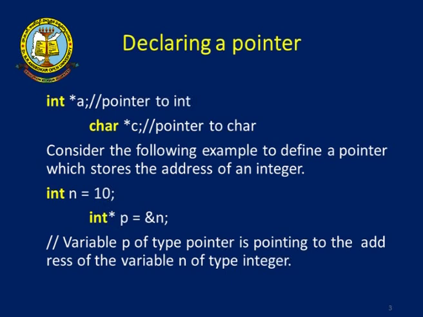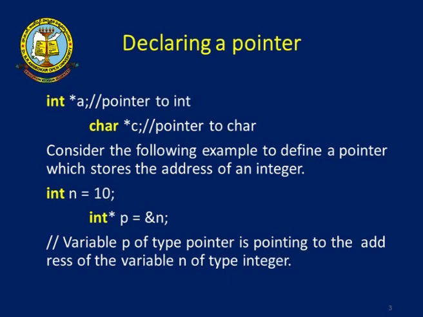Here A is a pointer variable, and if you want to create a character pointer, you must write the char data type, space, pointer symbol, that is star, and you can write the pointer variable name. While giving the pointer variable name, you must follow the identifier rules.